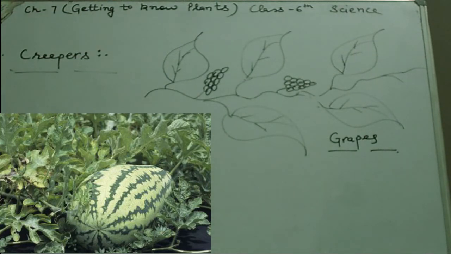Grapes is one of the creeper category, as well as many vegetables. They are in the category of creepers. In Punjabi we call them vela. And now we are going to describe the detailed structure of the plant and what their functions are.